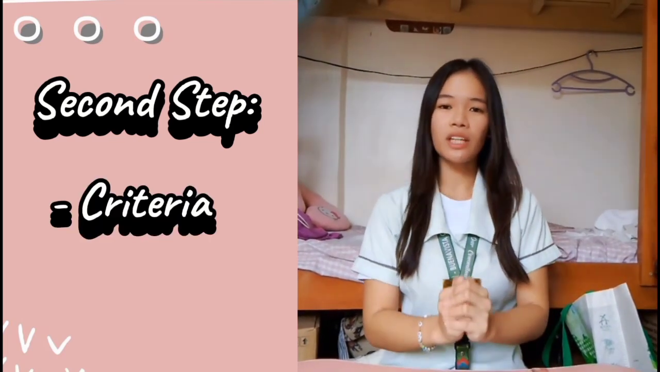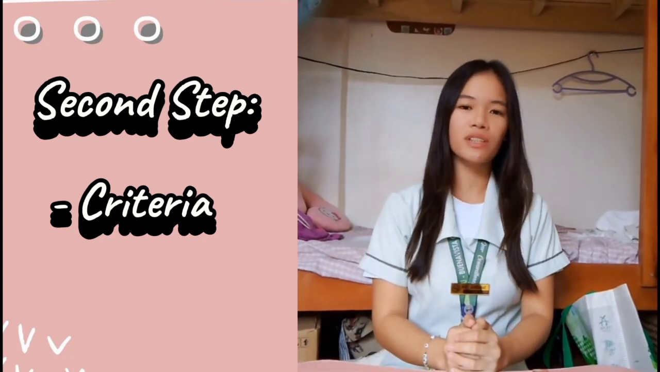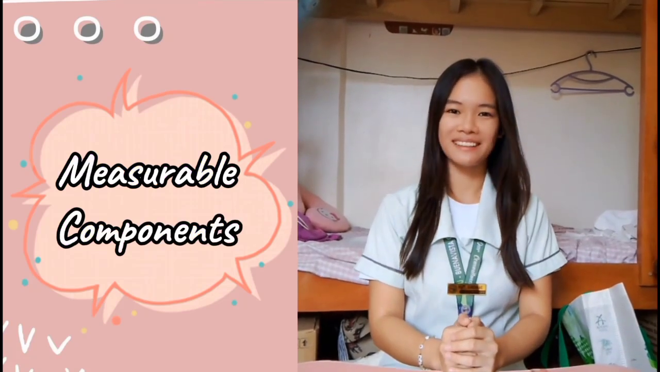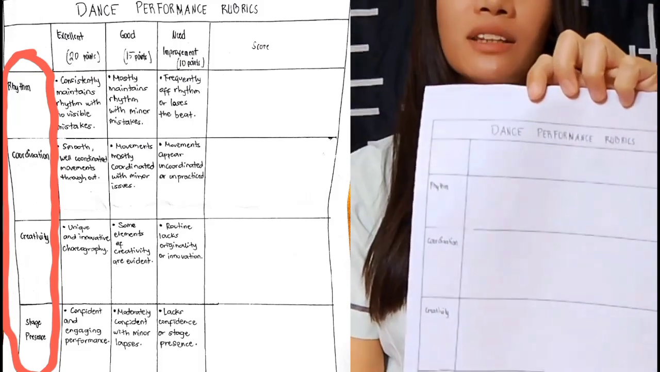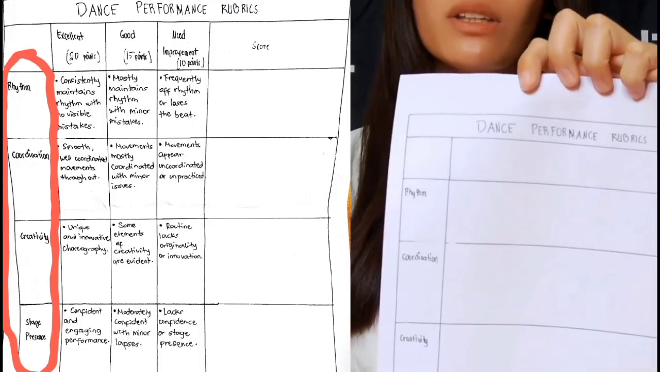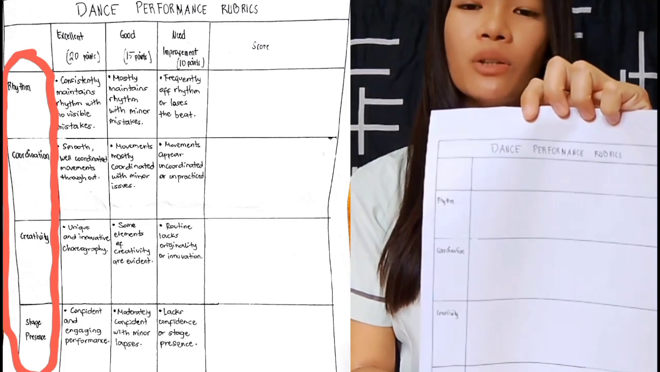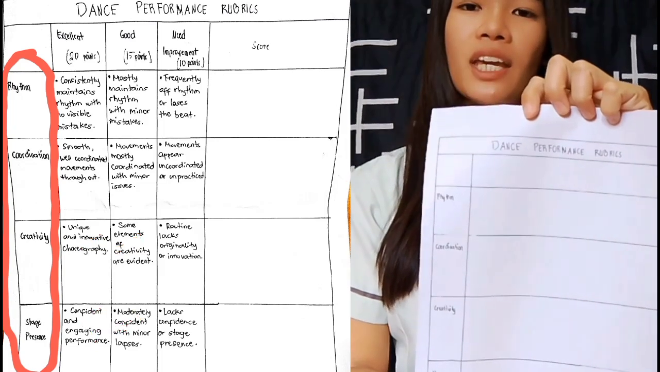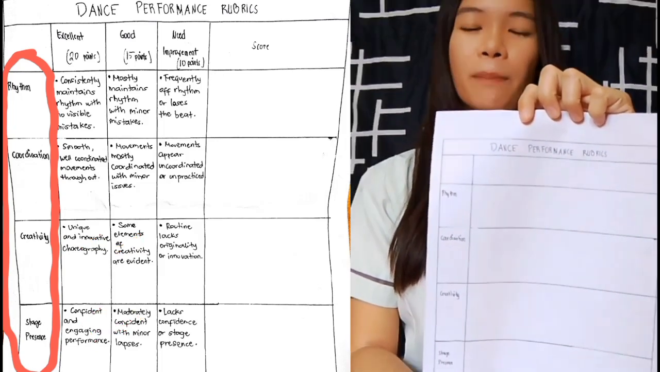In the second step, you will identify the criteria. So in this part, as a teacher, you will break down the learning objectives into measurable components. So for example, in this table I created, you can see that in the first column, I wrote the measurable criteria that will rate your students' performances according to the rhythm, coordination, creativity, and stage presence that they have shown or demonstrated during the performance.